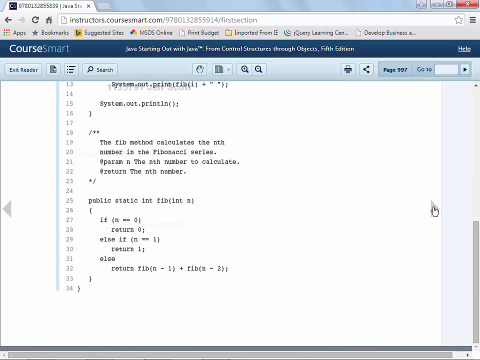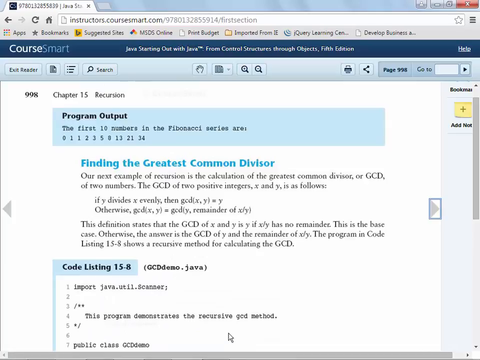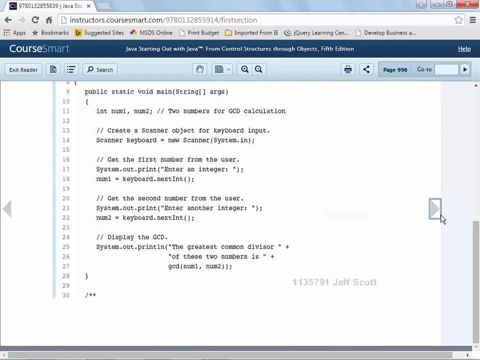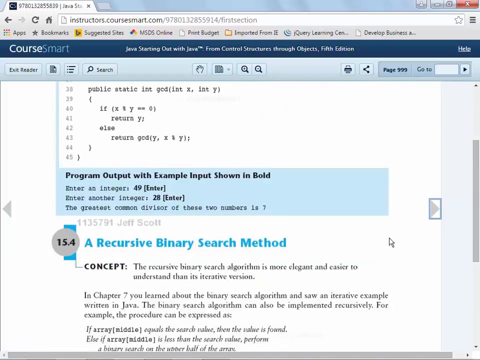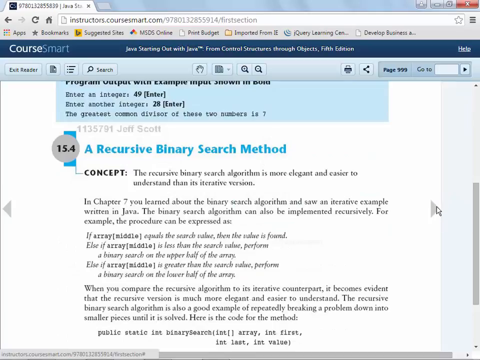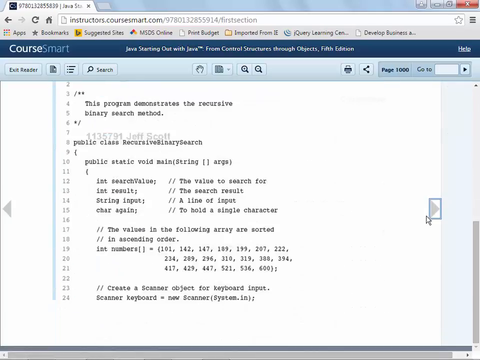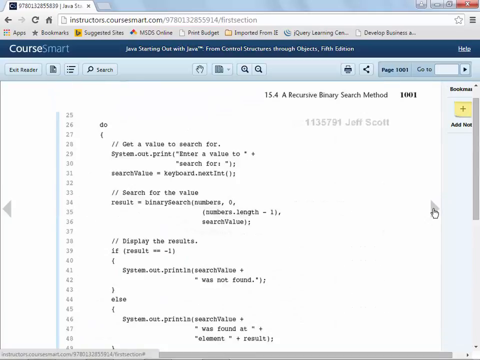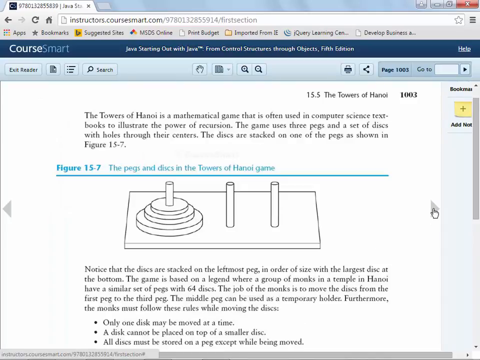Greatest common divisor, another example. And they end up again with that binary search method. Again, the takeaway from this should be that any problem that you solve recursively can be solved non-recursively.